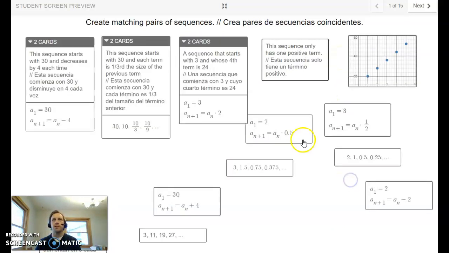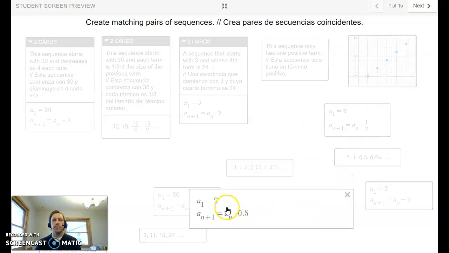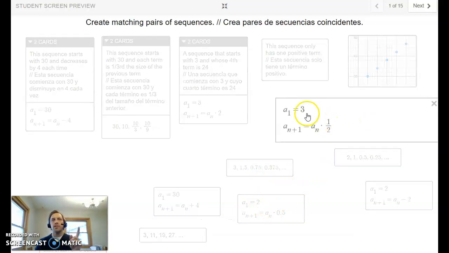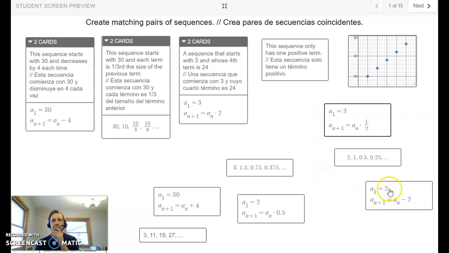Okay, so let's see. If I start with 2 and multiply by 1/2, that'd be 2, 1, 0.5. Oh, so there's more than one positive there. In fact, they're all positive. Here I start at 3 and I multiply by 1/2. Same thing, it's going to all be positive.